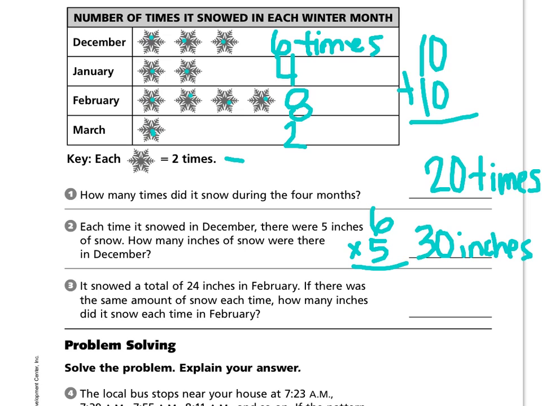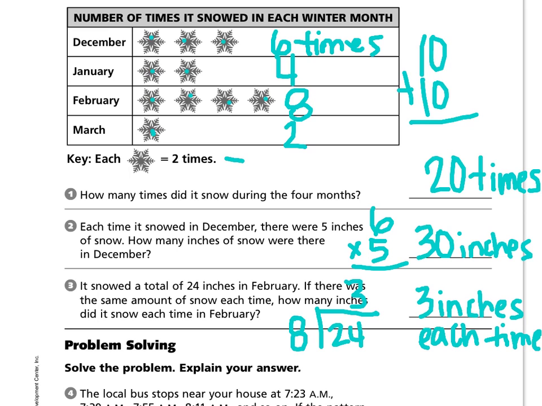Number 3. It snowed a total of 24 inches in February. If there was the same amount of snow each time, how many inches did it snow each time in February? So looking at February, it snowed 8 times, and altogether there were 24. So I'm going to divide 24 by 8, and I know that 8 goes into 24 3 times. So I know that there were 3 inches each time. Make sure you have your work, that way I can easily tell what you were doing.